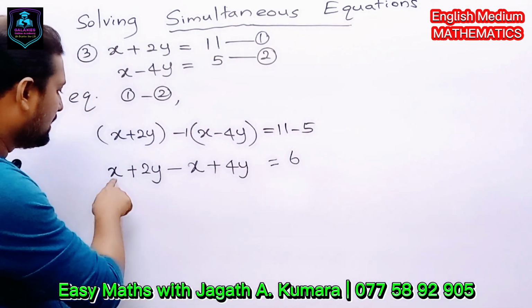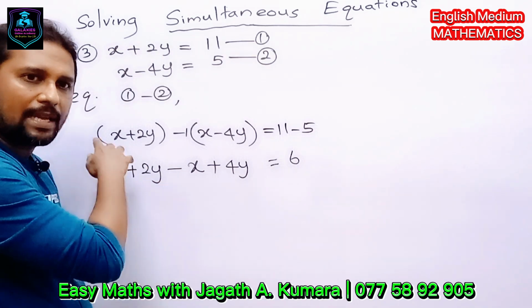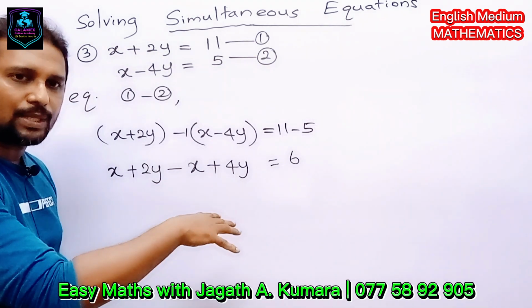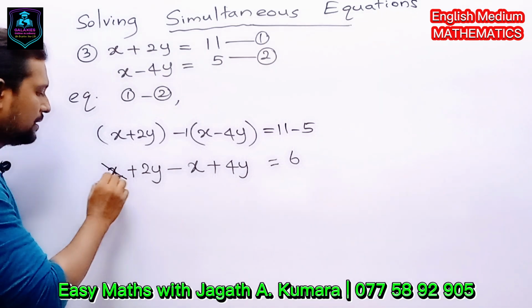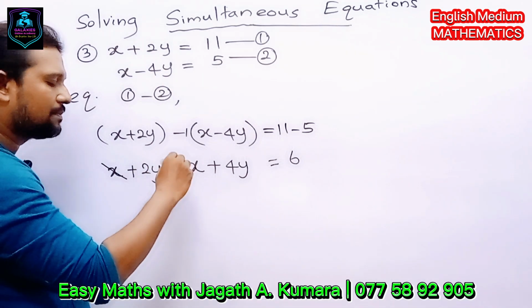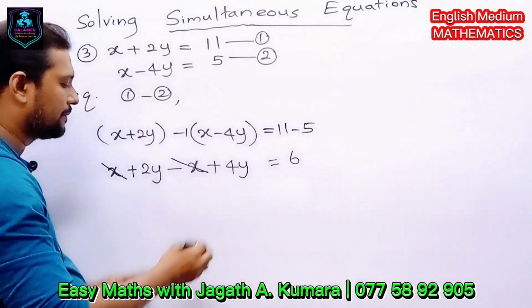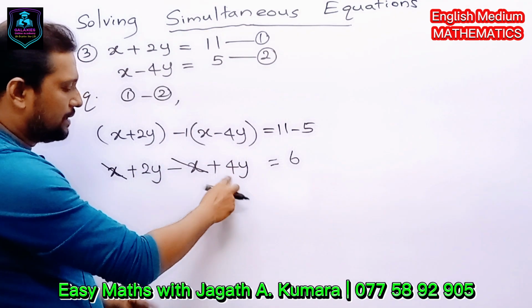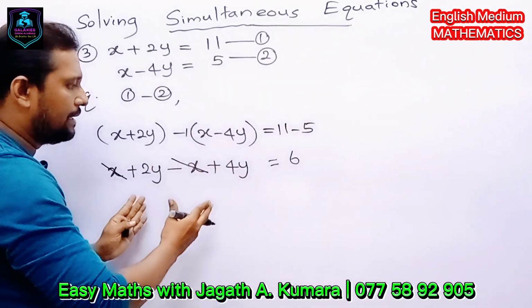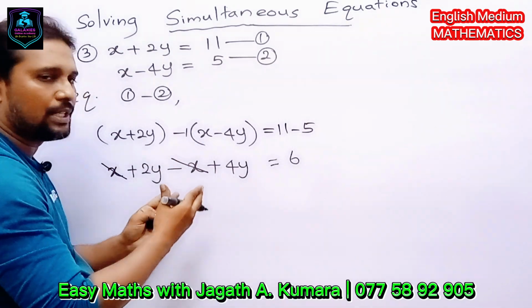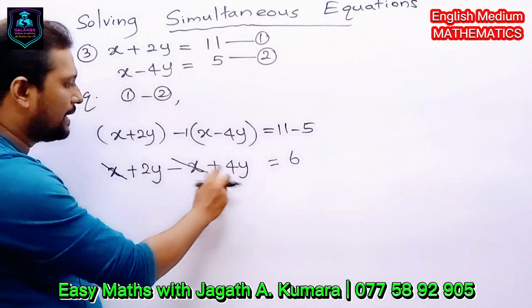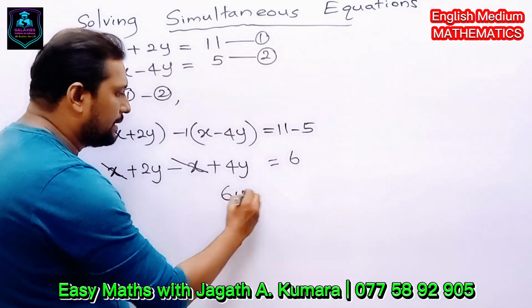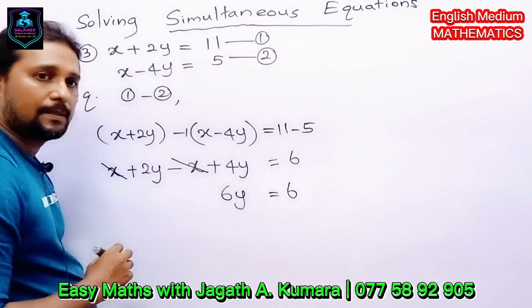Plus x and minus x you can remove. No? They are cancelled, because this one is plus 1x, this one is minus 1x. So they are cancelled. Then plus 2y plus 4y. Plus 2 plus 4, add. What is the answer? Positive 6. So these two addition is 6y equals 6.